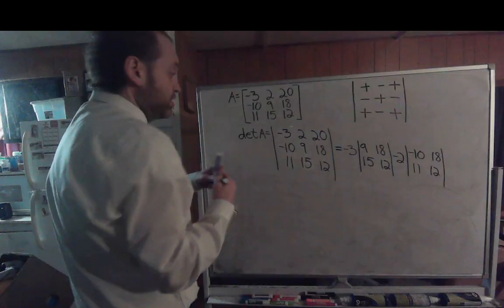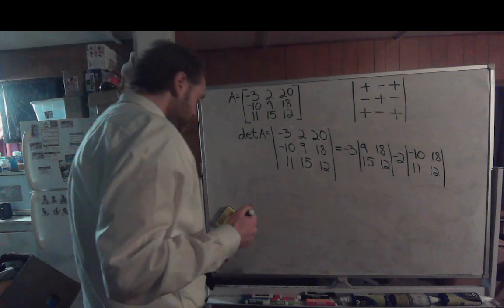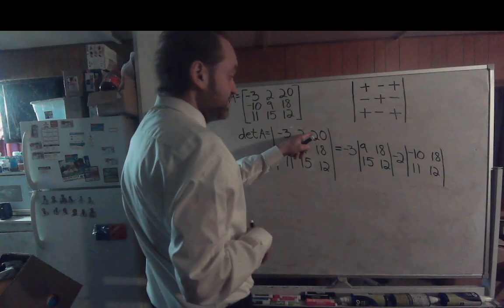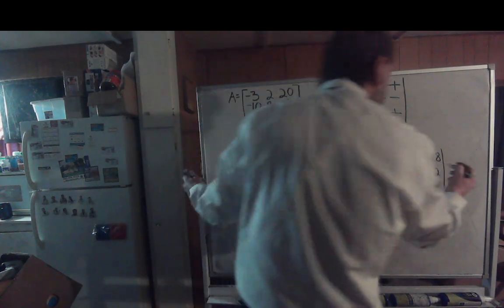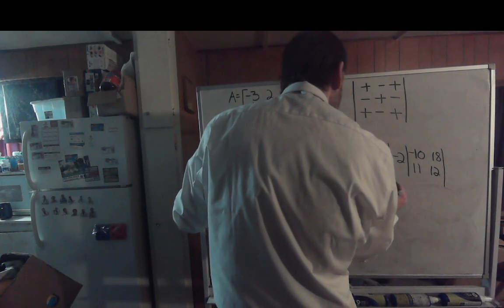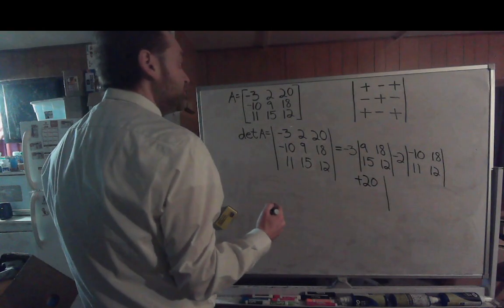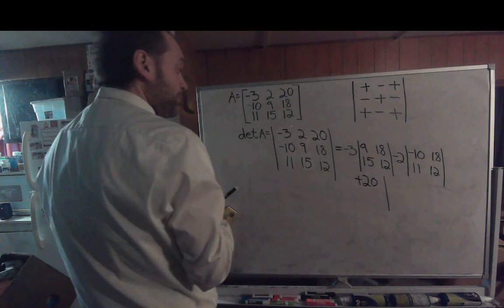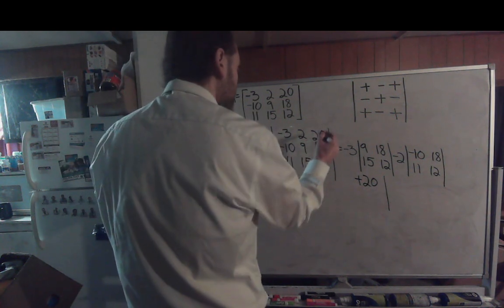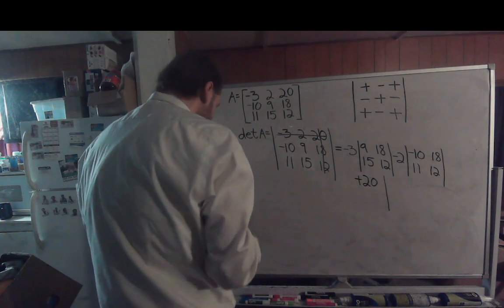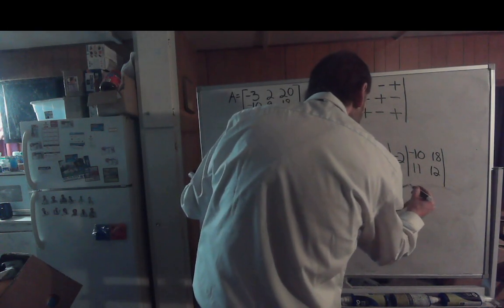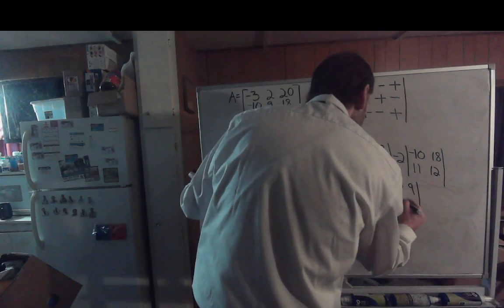Now let's deal with that coefficient of 20. So we have a positive 20 in this determinant, and according to the coefficient matrix, it'd be positive 20. So that'll be plus 20 times the determinant of what's left over. So strike out the column and the row it occurs in. There's what's left over. -10, 9, 11, and 15.